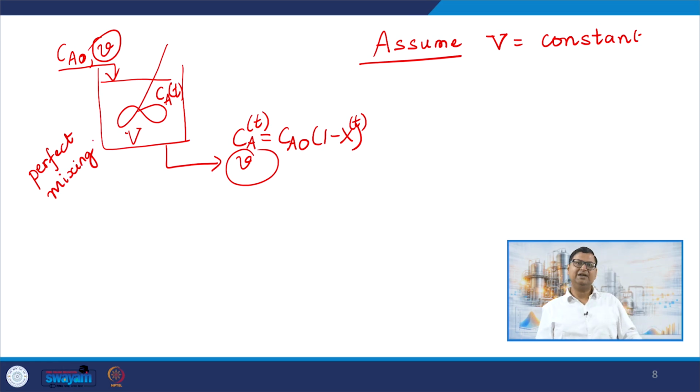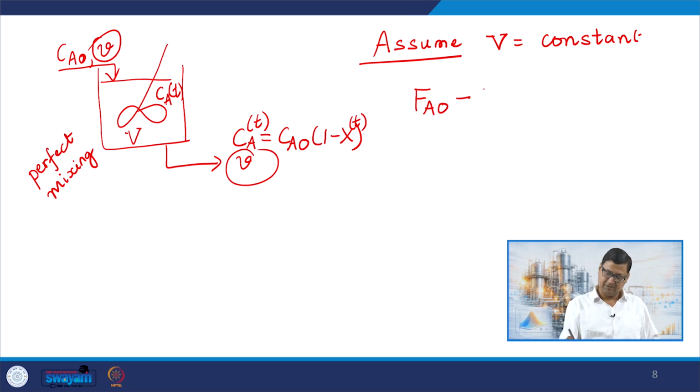So let us try to write the general mole balance for this problem, keeping in mind that now there is no steady state. So we have to consider the accumulation term here. So the general mole balance will give you the molar flow rate of A that is coming in, minus the molar flow rate of A that is going out, plus the rate of generation of A. In this case, A is getting consumed, so RA is going to be negative, and this will be equal to the accumulation, d N_A by dt, right.